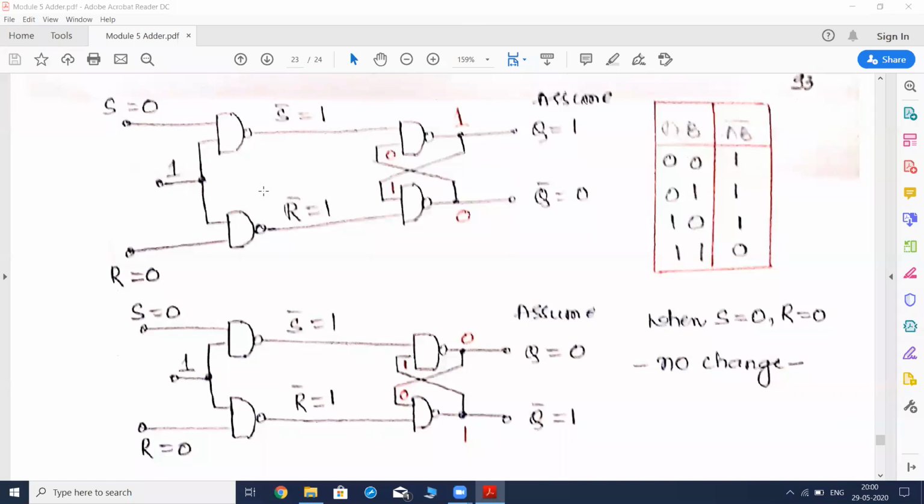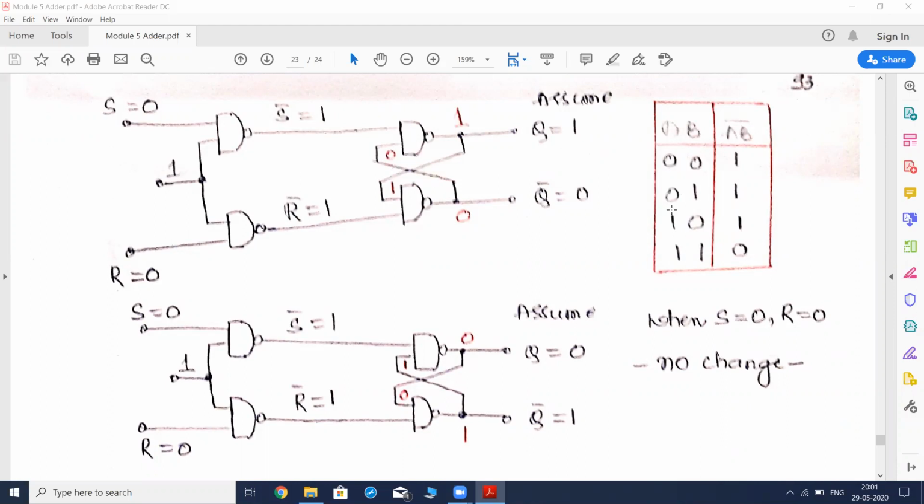Okay, first let us discuss the first condition, that is S is equal to 0 and R is equal to 0. In order to discuss this one, since this is a gated latch which is constructed using NAND gates, first we need to see the NAND gate truth table.